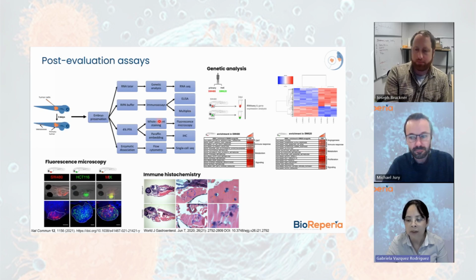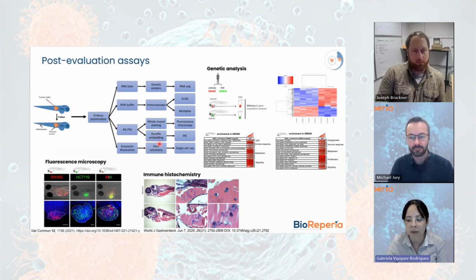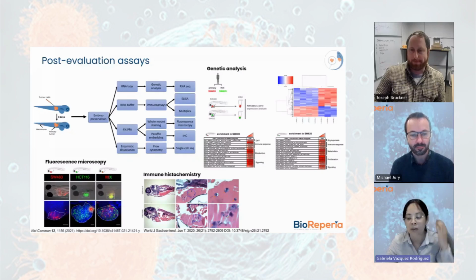The tumor-bearing embryos can also be preserved in 4% PFA to perform whole mount staining or paraffin embedding of the embryos for immunofluorescence staining or immunohistochemistry of the primary tumor xenografts to evaluate specific outputs and markers, for example, proliferation, apoptosis, tumor angiogenesis, among others. And this can also be combined with confocal microscopy to have single cell resolution and the 3D architecture of the primary tumor xenograft.